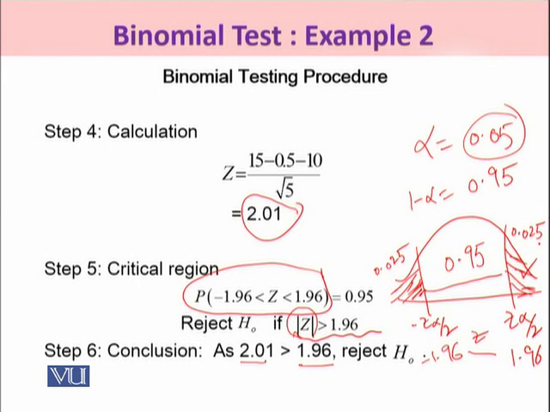So students, हमने reject actually क्या किया example में? हमने ये reject किया कि P is not equal to 1 by 2. That means the coin was not fair and the claim of the researcher was not true.